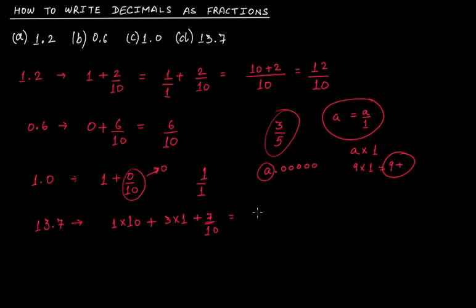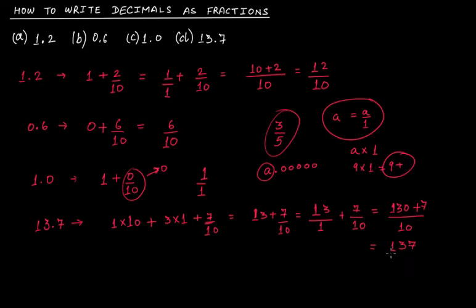Now this is what? 13 plus 7/10. This 13 can be written as 13 over 1 plus 7 over 10. If you take the LCM of 1 and 10, you will get what? 10. This will be 130 plus 7.